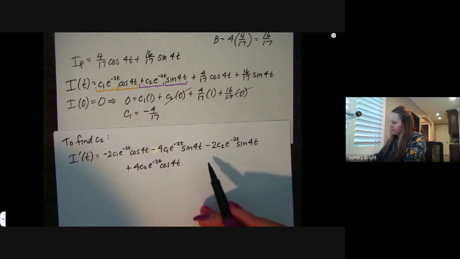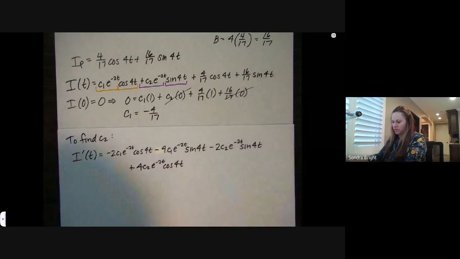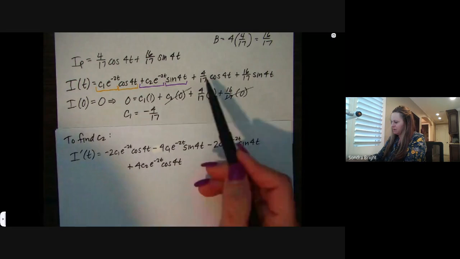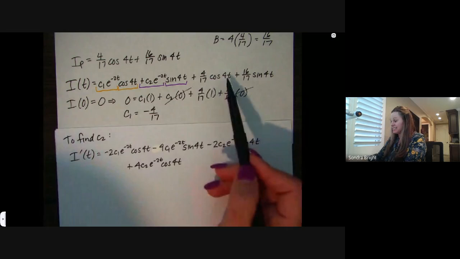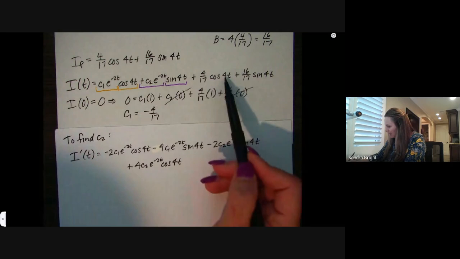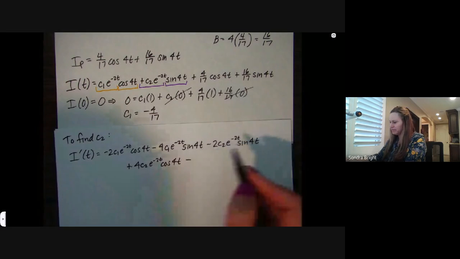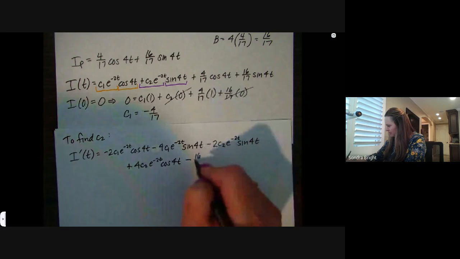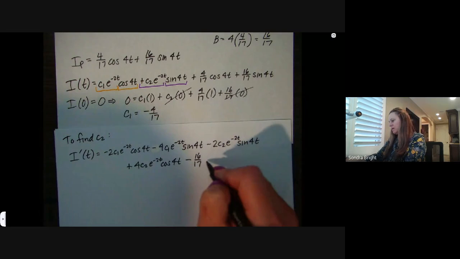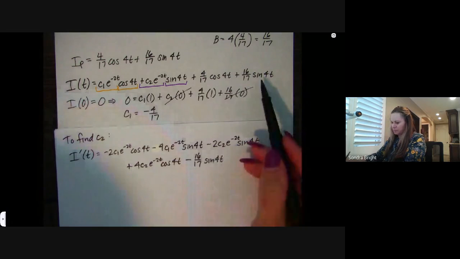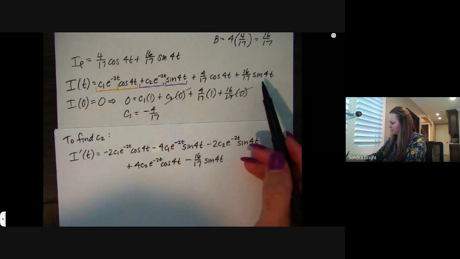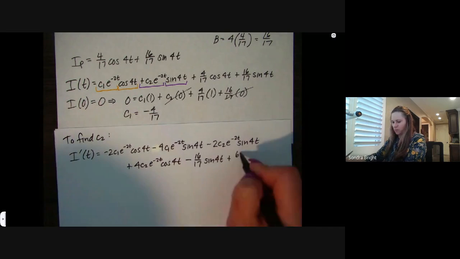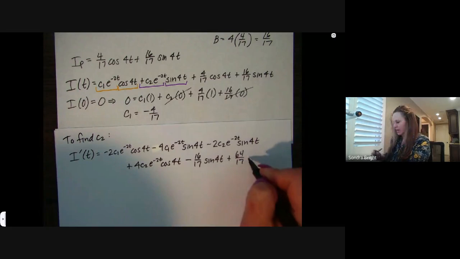All right, then the derivative of 4 over 17 cosine of 4t. Derivative of cosine is negative sine, so this ends up being a negative 4 times 4 over 17, so a negative 16 over 17 sine of 4t. And then the derivative of sine would be cosine, and then times another 4, so plus 64 over 17 cosine of 4t.